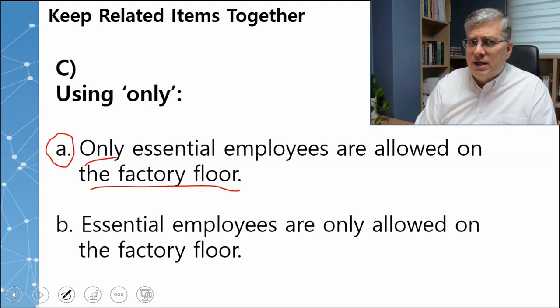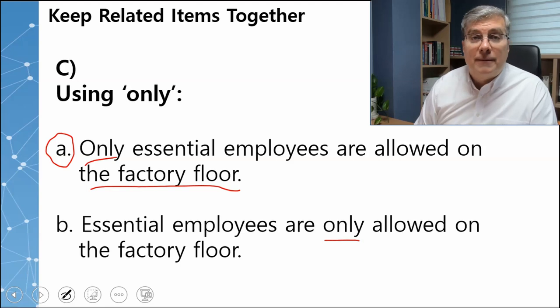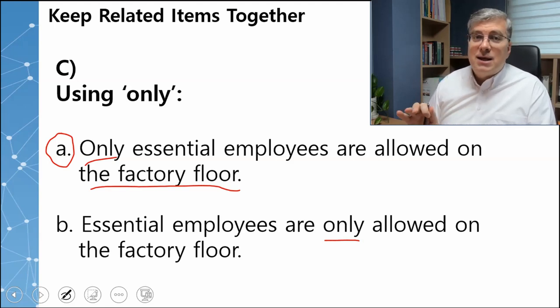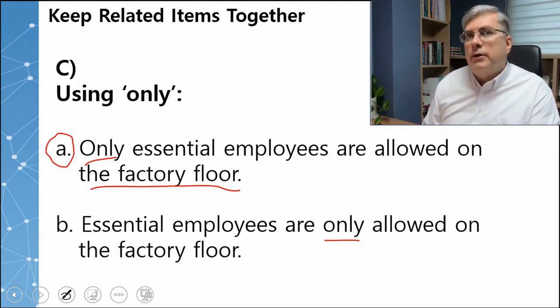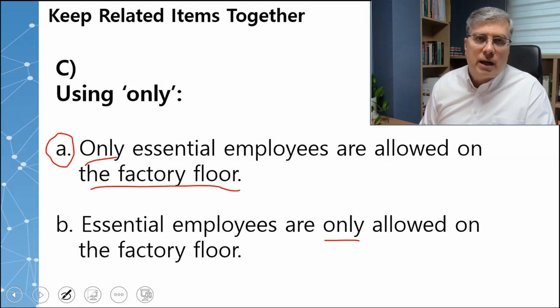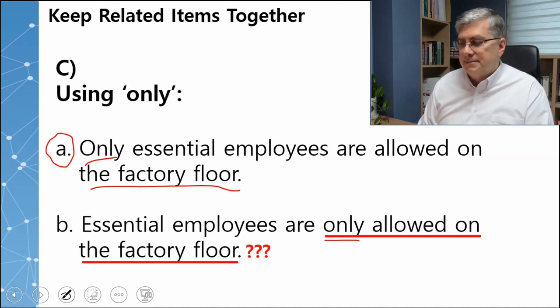In B, it's a little strange because what it says is essential employees are only allowed on the factory floor. They cannot go to the cafeteria. They're not allowed in the offices on the second floor. They're not allowed anywhere else in the company. They are only allowed on the factory floor. That is very odd. I'm sure you would agree. So that's a little bit strange. Obviously, it's not B. Okay, it should be A. So be careful using only.